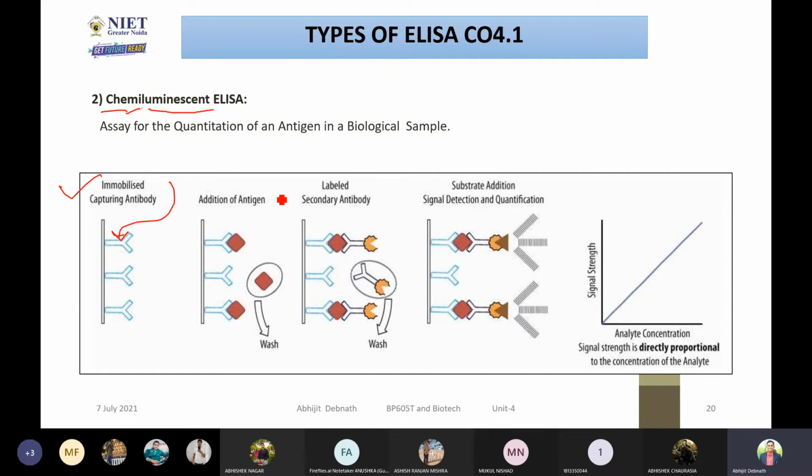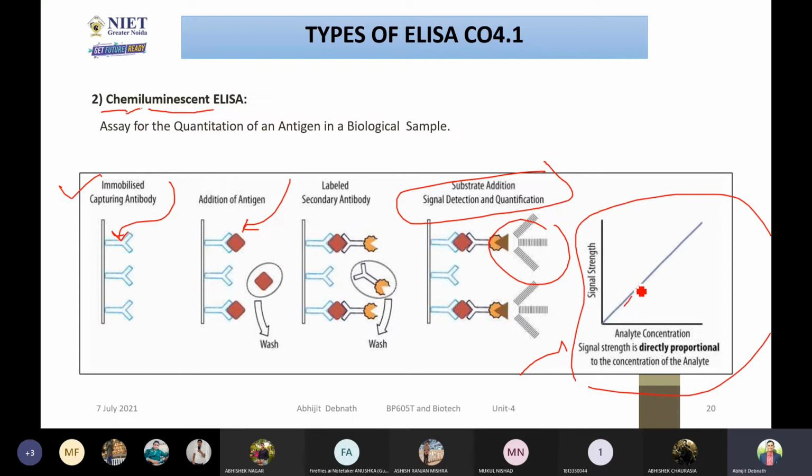So actually adding the antibody, and then the antigen will be added, and then you're going to do the label, and then substrate and signal quantification will be here, and then from that signal you're putting that signal into the spectrophotometer, and there you're getting some graph.